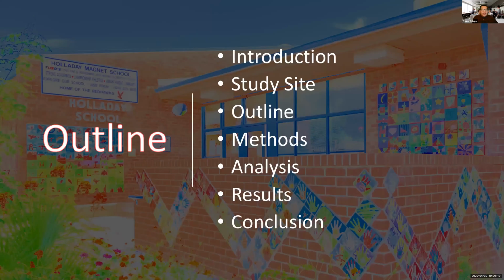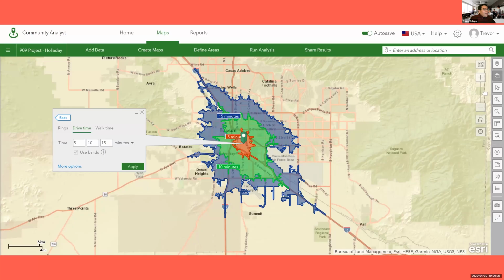I am now going to showcase the methods and analyses, the results, and provide an overall conclusion to this research project. I began my analysis using the Community Analyst tool version 8.1 from ArcGIS Online. The tool is user-friendly, with simply defining your site or sites, determining if you are creating walking or driving service areas, and setting your times for your service areas.